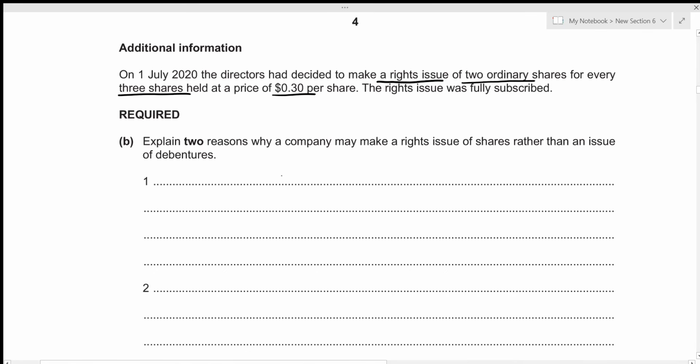We need to explain 2 reasons why a company may make a rights issue of shares rather than an issue of debentures. So the very first reason is that a rights issue is a permanent source of capital, but in case of debentures, they are a liability and that must be paid at a future date. That would be the very first reason. Let's write that down.